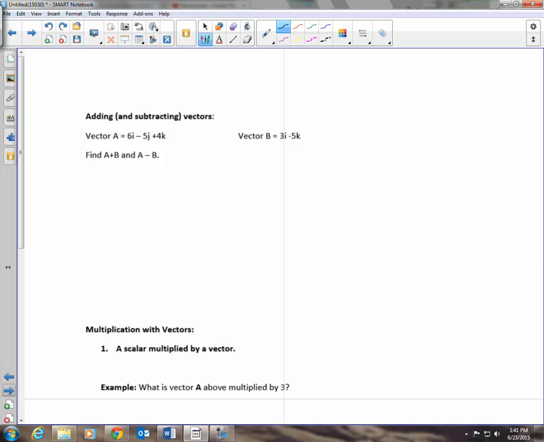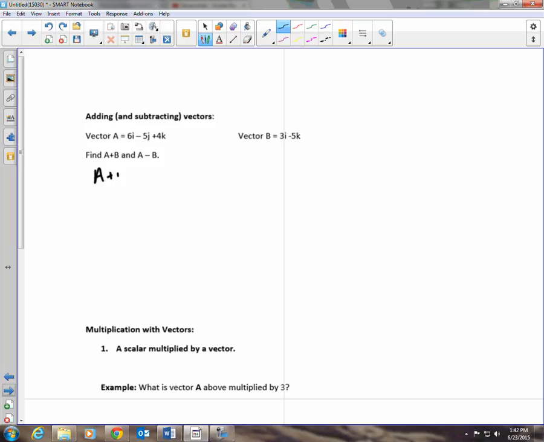Top of the next page. So adding and subtracting vectors. In this sense, it's really easy. Okay. Vector A is given by 6i minus 5j plus 4k. That means it's 6 in the x direction, negative 5 in the y direction, and 4 in the z direction. And then vector B is given over here. It only has an x and a z component. It only has i and k. It does not have the j component for the y.